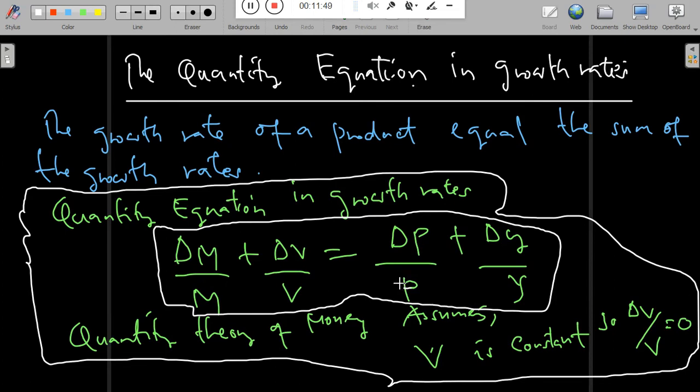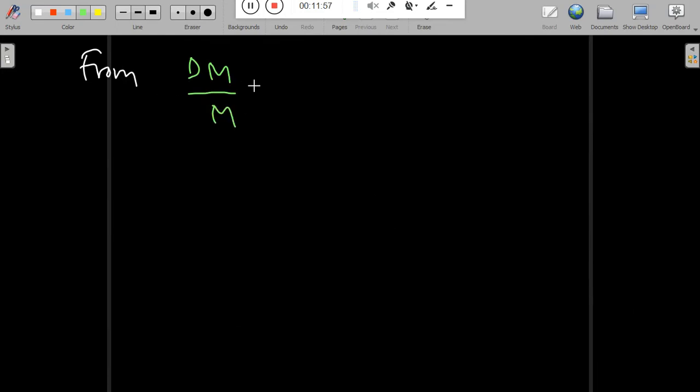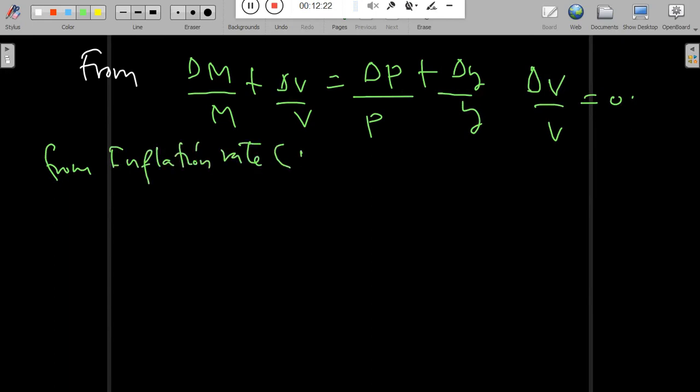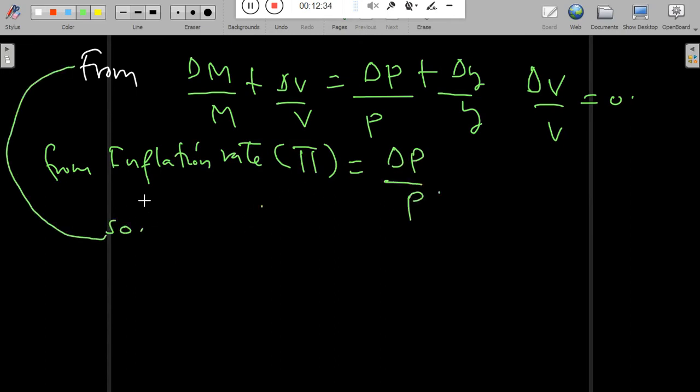So this is the quantity equation that we have actually shown, relating the effects of the money supply and output level. The change of money supply plus the change of velocity is equal to the change of price over price plus the change of output over output, whereby the change of velocity is equal to 0. So the inflation rate will be given as the change of price over P.